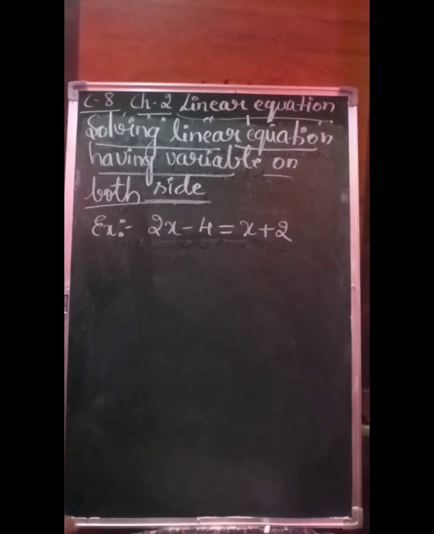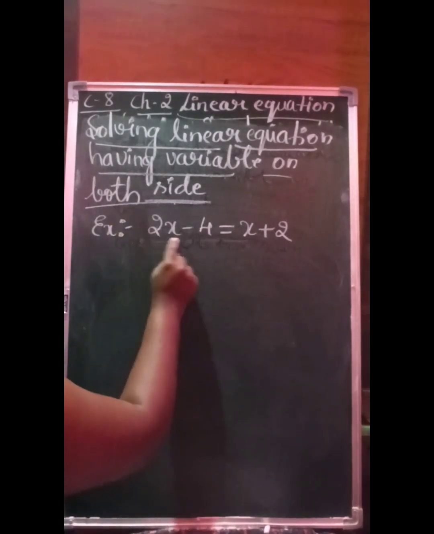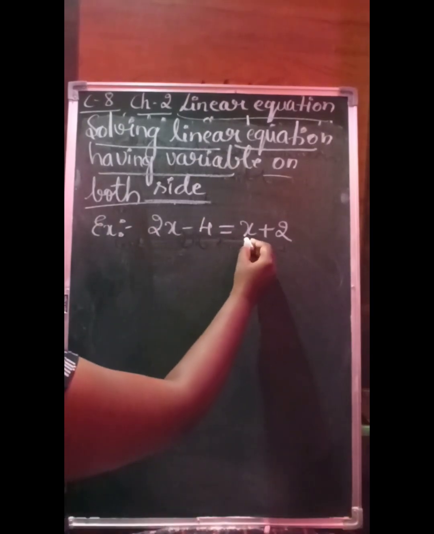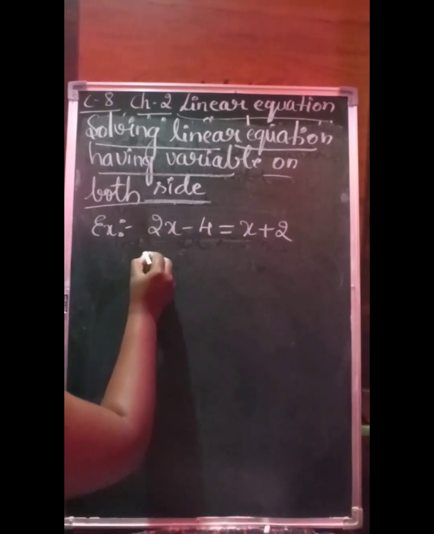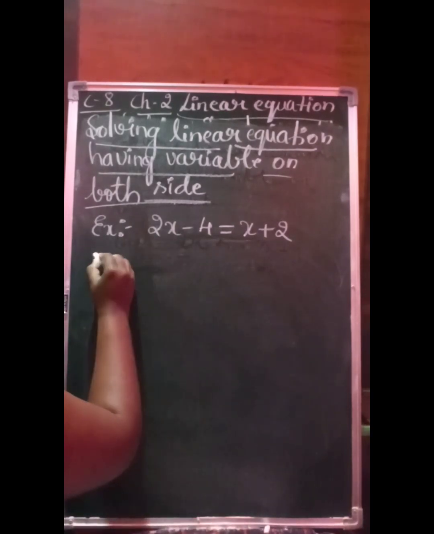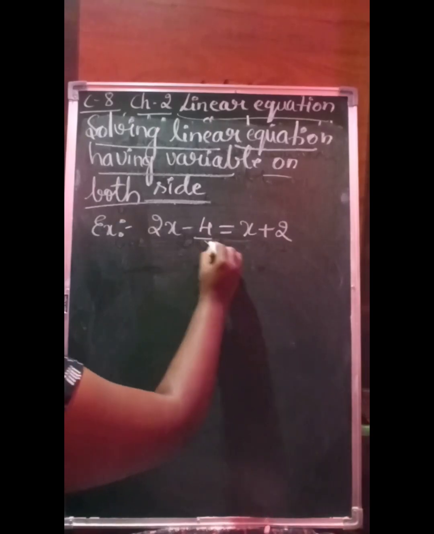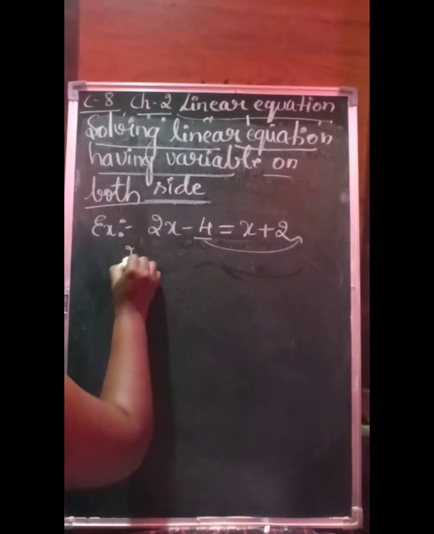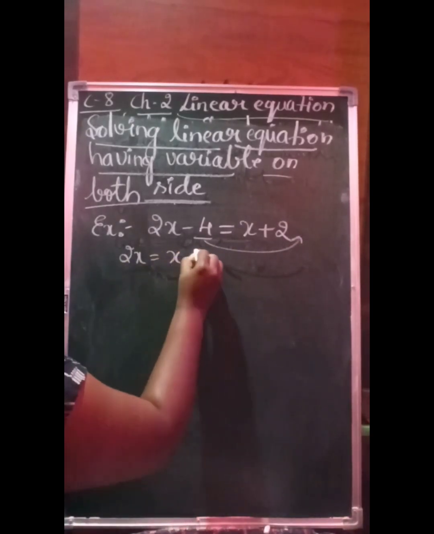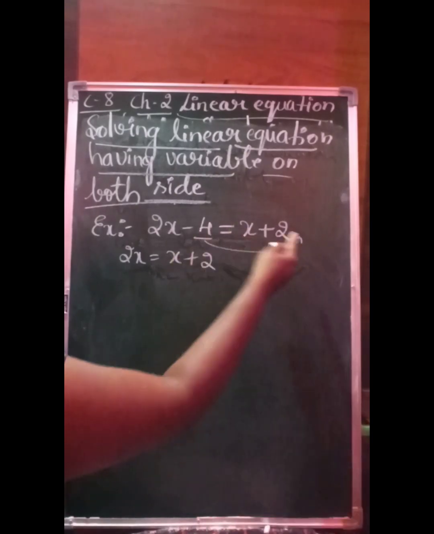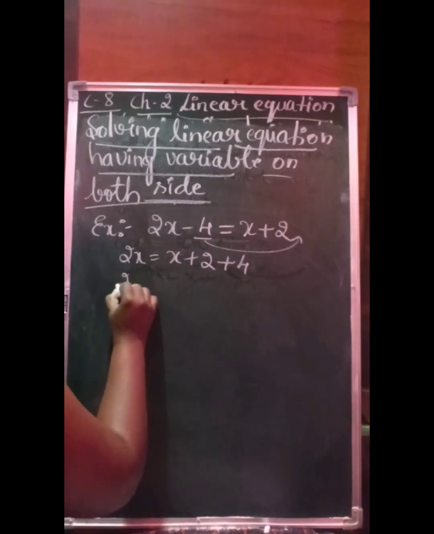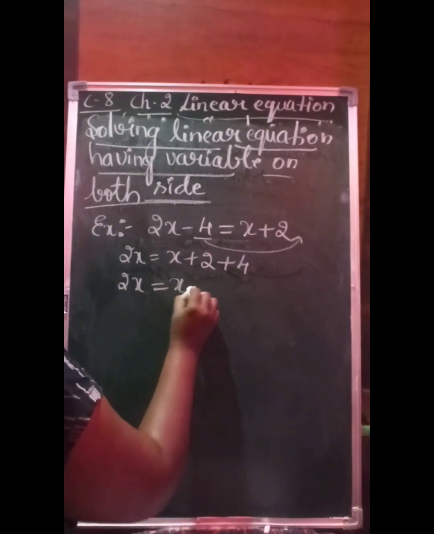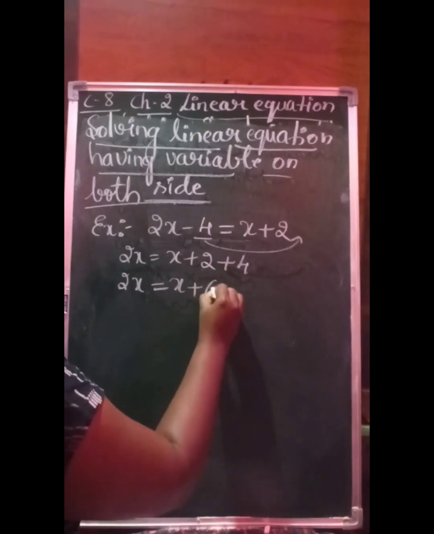Now come to solving linear equations having the variable on both sides, meaning you have the variable on the left hand side also and the right hand side also. So how to solve this type of equation? Now I will use the transpose method. So transpose minus 4 to the right hand side. So what will happen? 2x equals x plus 2. This minus 4 will become plus 4 when it comes to the right hand side. So 2x equals x plus 2 plus 4, which is 6.